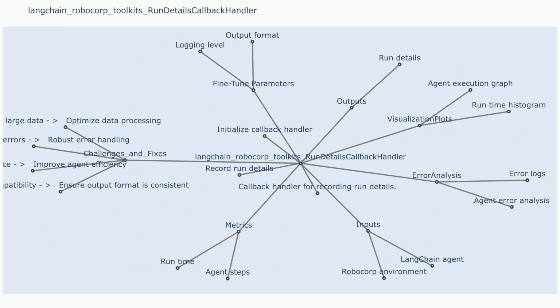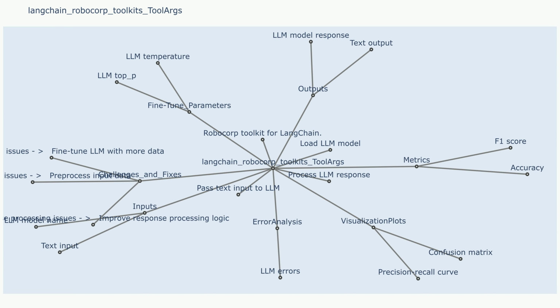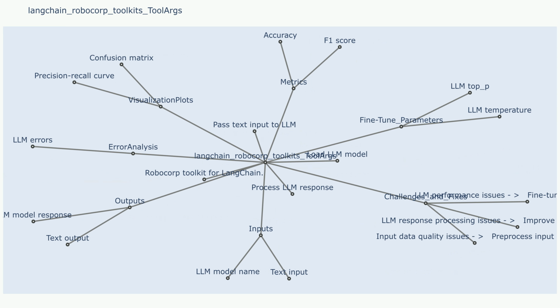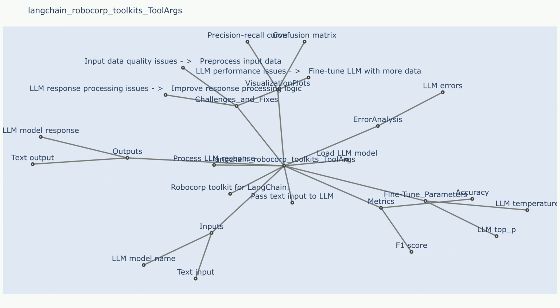Langchain Robocorp Toolkits Tool ARGs. Description: the tool args class provides a mechanism to define and manage arguments for tools in the Langchain Robocorp integration. These arguments are used to configure and execute tools within your workflows. Inputs: tool name: the name of the tool that the arguments are associated with. This helps identify and organize tools within your workflow.